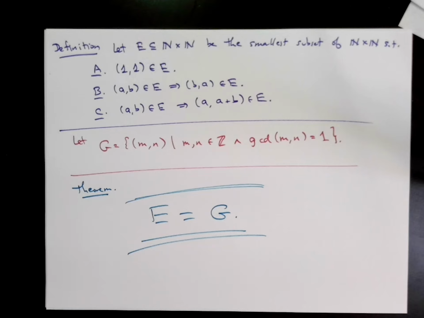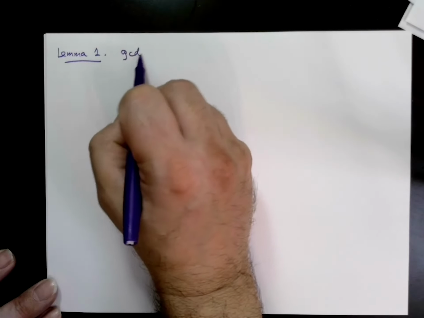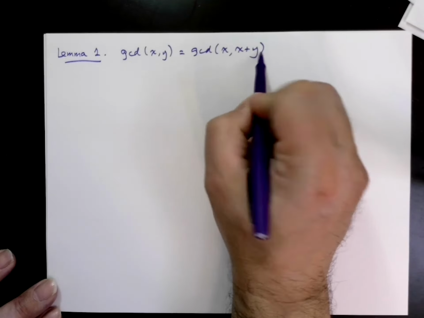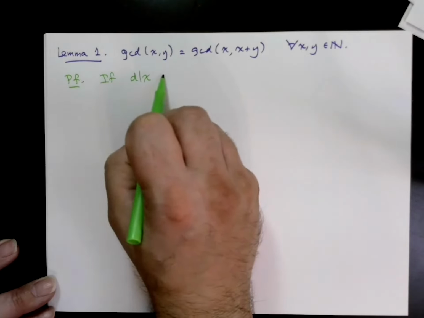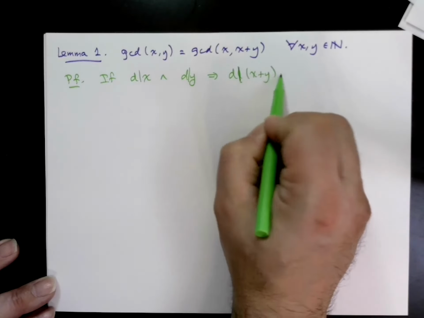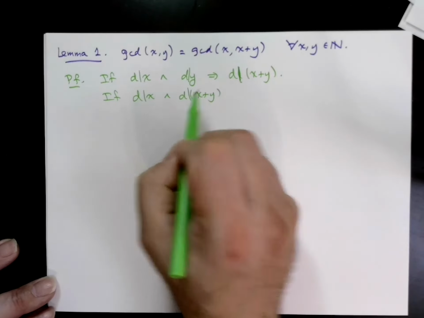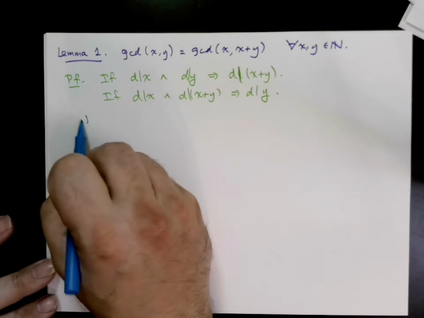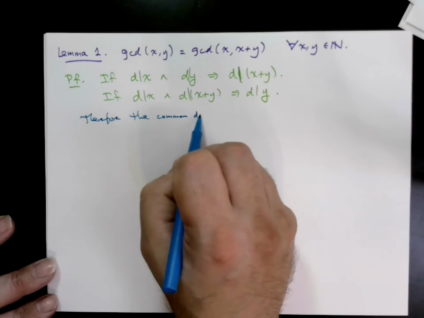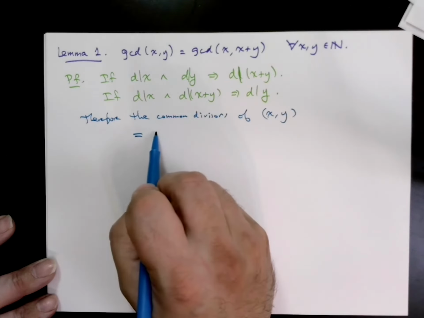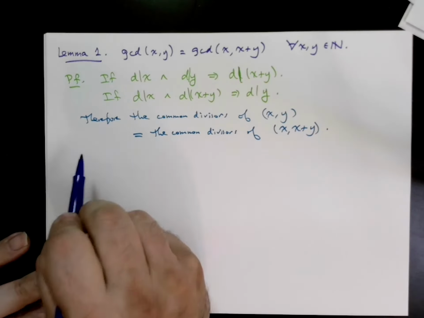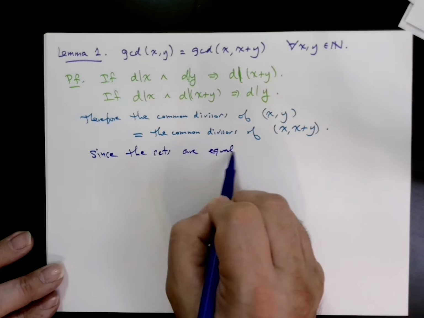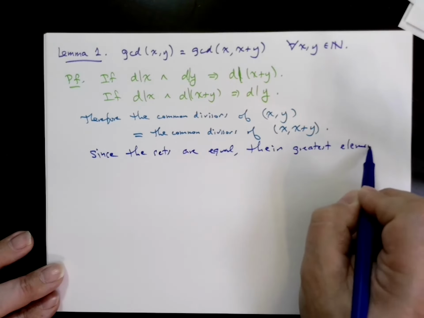We will first prove a series of lemmas that will get us to the main theorem. Lemma 1. The greatest common divisor of x and y is the same as the greatest common divisor of x and x plus y. To see this, we note two facts. Number 1, if d divides x and d divides y, then d divides x plus y. Moreover, if d divides x and d divides x plus y, then d divides y, because y is x plus y minus x. Therefore, the pair x, y and the pair x, x plus y have exactly the same common divisors. Since the sets of common divisors are the same for each pair, the greatest common divisor of each pair must be the same.